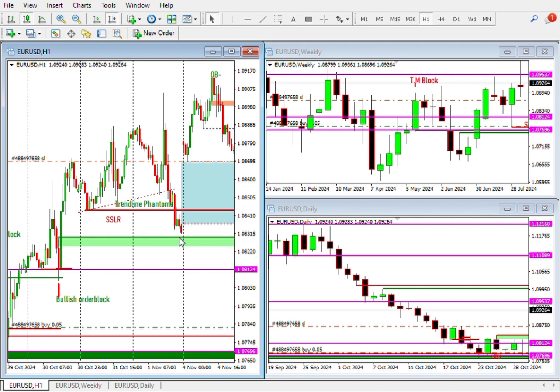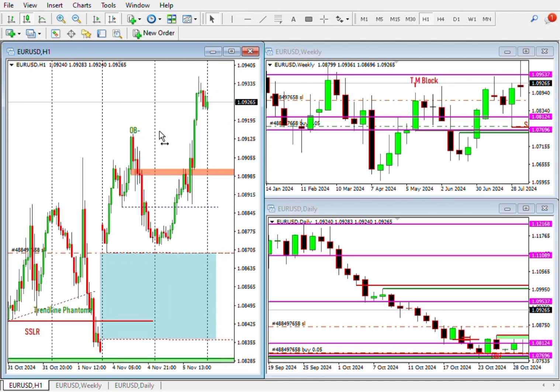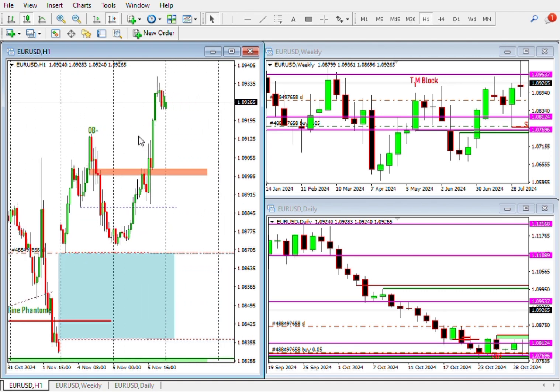I would like to assume that price did actually trade into that bullish order block. Just because we're not seeing the data over there does not mean that we didn't actually trade into it. In my eyes, I feel like that was some form of efficient delivery, and we did actually trade into it.